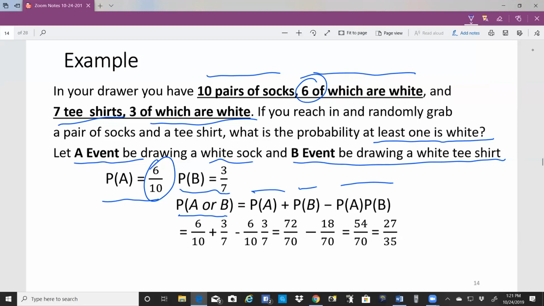and then calculating the probability that you get a white sock and then a white t-shirt. That would be the probability of A times the probability of B. That's subtracting out the overlapping part. So you add the 6/10, the 3/7, and subtract out the probability of A times the probability of B, and do the math, and you get 72/70 minus 18/70 equals 54/70, which is 27/35.